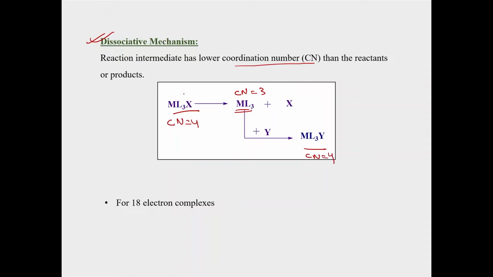So in this case, what happens is from this ML3X metal complex, first the X dissociates and gives ML3 plus X, and after that this Y, the incoming ligand, will attack this ML3 complex and give the ligand substituted product ML3Y. Dissociative mechanism is observed for 18 electron complexes.